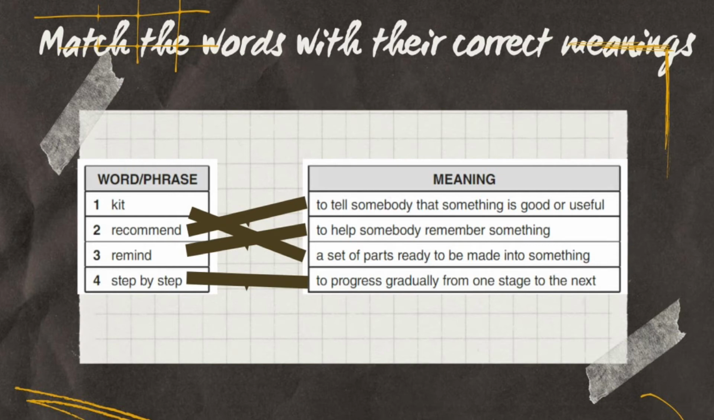Okay, the first word we have is kit. What is kit? The meaning for kit is a set of parts ready to be made into something. Okay, my students, if you are wrong, you need to correct by yourself, okay? Let's move on to the second word. Here is recommend. What is recommend? The meaning is to tell somebody that something is good or useful. Okay, we can see Sammy recommended planes or robots to Diana before. That is one of the examples for recommend.